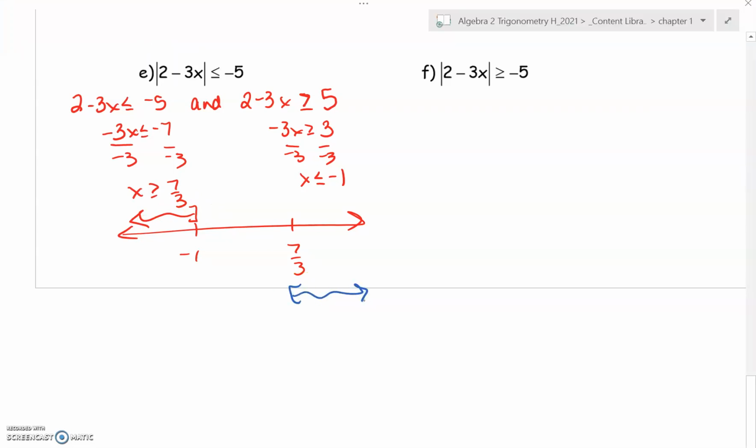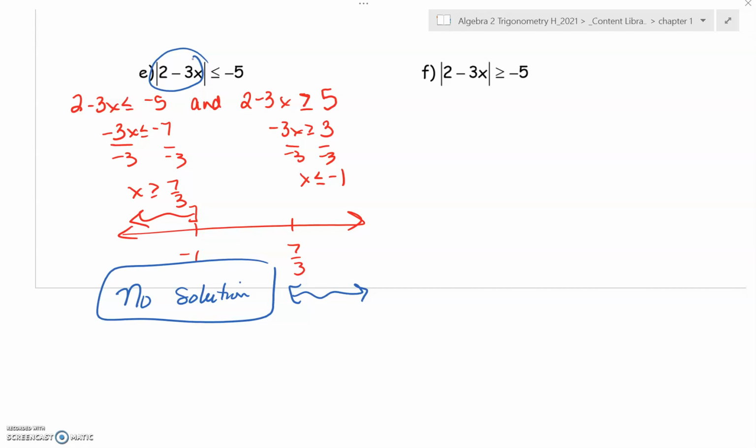So if I want to know, where do you see blue and red, notice there's no intersection. There are no numbers that are both greater than or equal to 7/3 and less than or equal to negative 1 at the same time. So this is no solution. But again, I think we kind of knew that when we first started because we wanted positive numbers less than or equal to negative 5. I can't think of any. Okay, so go ahead and pause the video and try F.